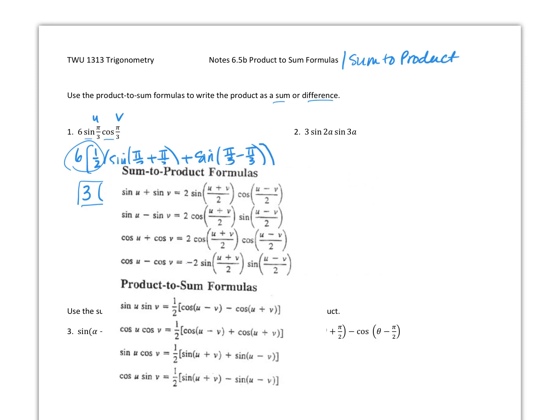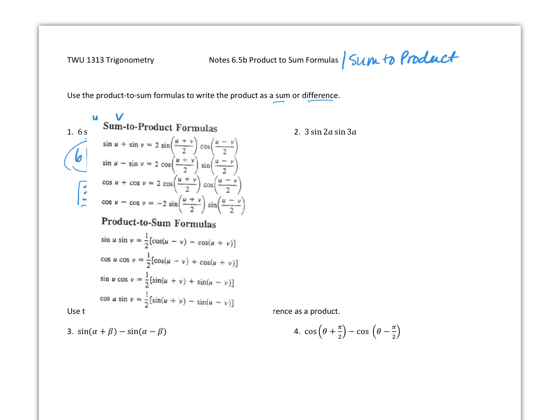I'm just going to scooch our formulas over and see what we can do. 3 sine 2a sine 3a. So this is my u and my v. I need the product to look like two sums. So I'm looking through my things. There's two sums, right? So I'm going to rewrite them. It looks like cosines, the difference of cosines and then the sum of two cosines. So that 3 is going to be out there. And then I'm going to have 1/2 the cosine of 2a minus 3a minus the cosine of 2a plus 3a.